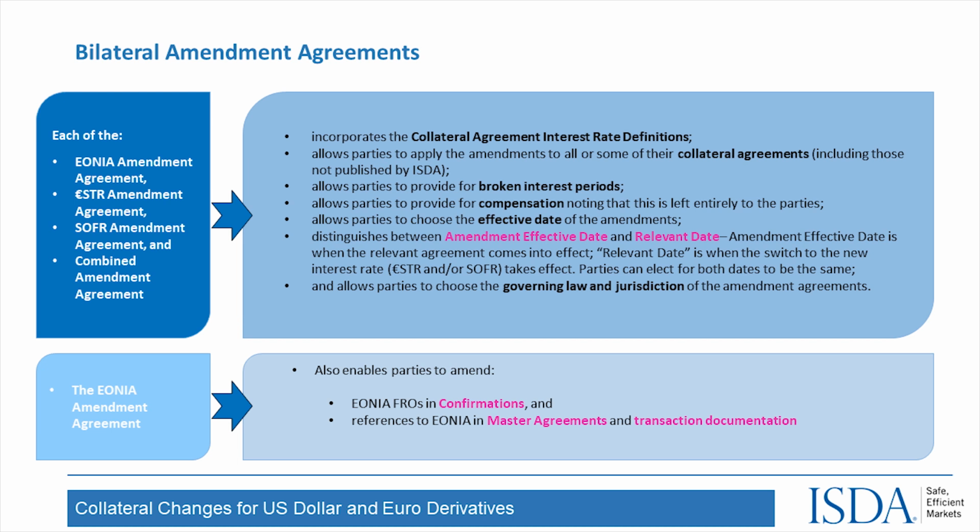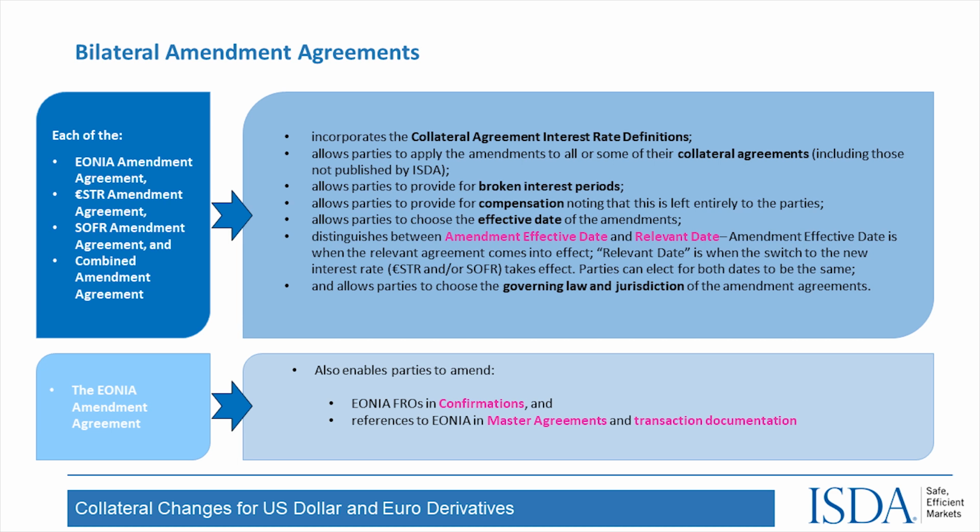And the reason for having a different date is twofold. First of all, it means that, for example, in the bilateral amendment agreement, parties could choose different rates in respect of the switch for ISDA and SOFR. The parties might want to switch to ISDA immediately because the CCPs have already moved their price alignment interest to ISDA, and they may choose to wait to move to SOFR until the 16th of October, when the CCPs are moving their price alignment interest to SOFR.